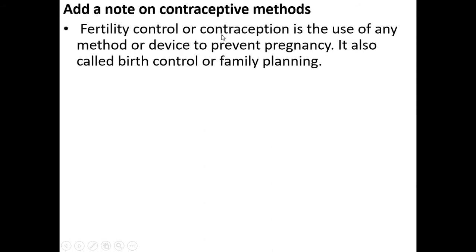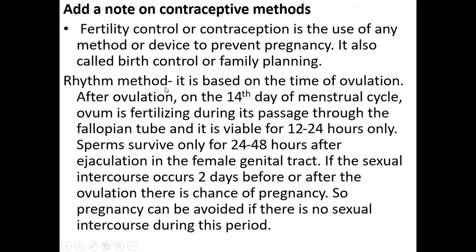Fertility control or contraception is the use of any method or device to prevent pregnancy. It is also called birth control or family planning. First one is the rhythm method. It is based on the time of ovulation.